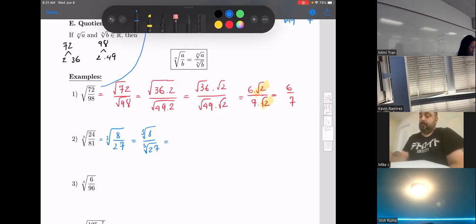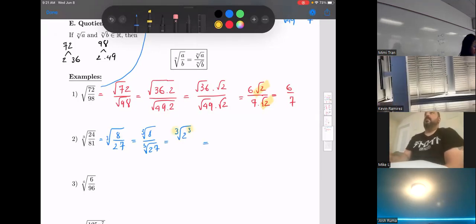What's the cube root of 8? Yeah, 2, right? If I do one more step, the cube root of 8 is the same thing as 2 cubed, which, remember the wood method? You kick that little exponent over, right? 3 divided by 3 is 1, so 2. And then the cube root of 27 is the same thing as 3 cubed, so 3.